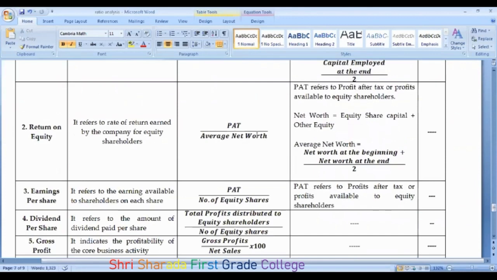Return on equity. Profit after tax will be considered, and it is the rate at which the return earned by the company for the equity share capital will be taken into consideration.